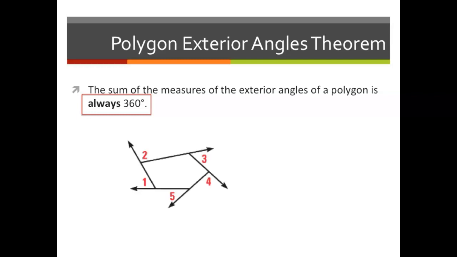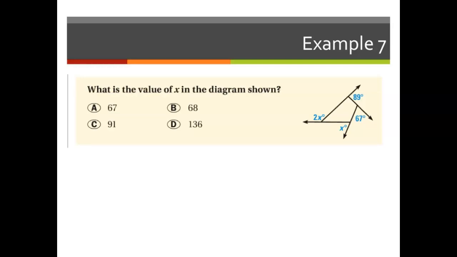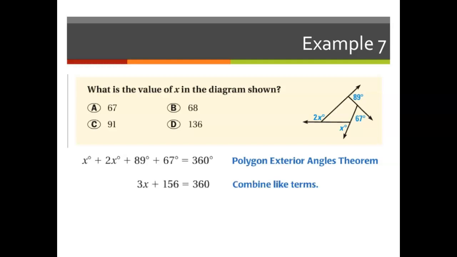All right, take a look at example 7. What is the value of x in the diagram shown? You're given all exterior angles here, so we'll add them all up, and we know that should sum up to 360 degrees. So x plus 2x plus 89 plus 67 is equal to 360. Simplifying the left, we have 3x plus 156 equals 360. Subtracting 156 and dividing both sides by 3, we get x is equal to 68. The correct answer is going to be B.